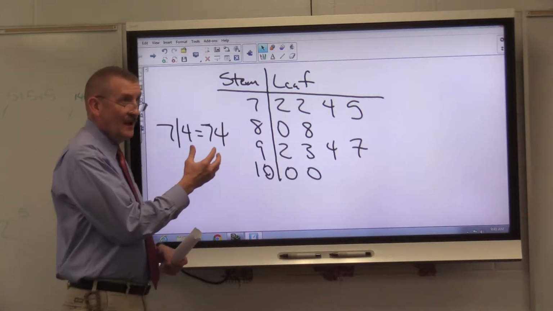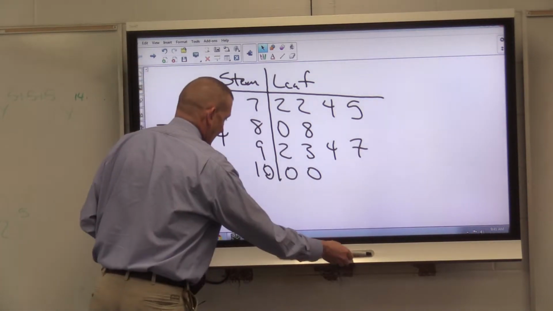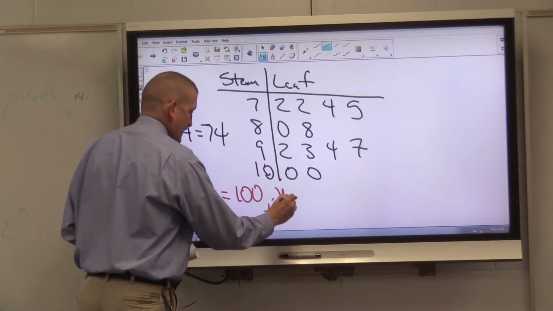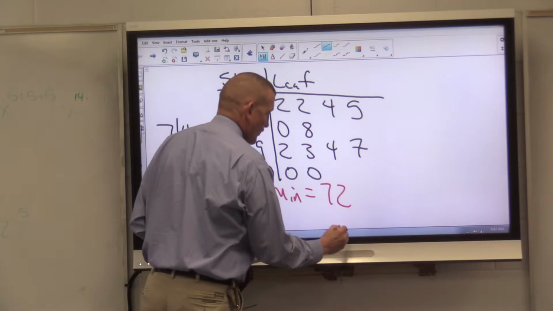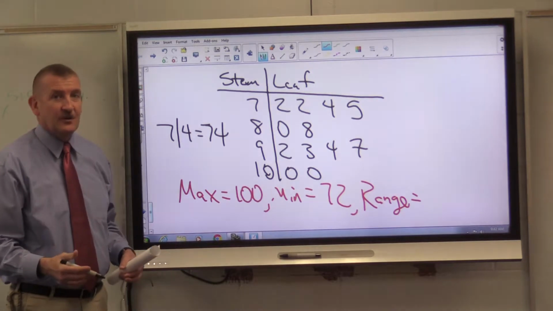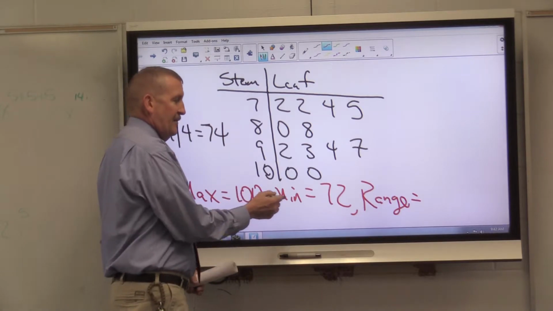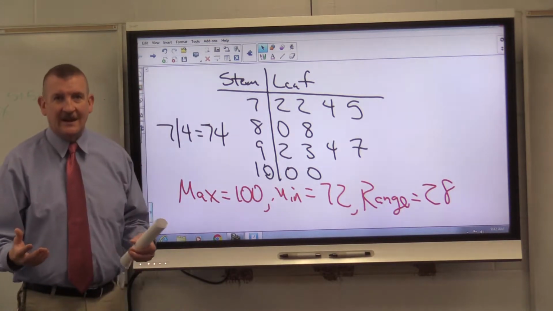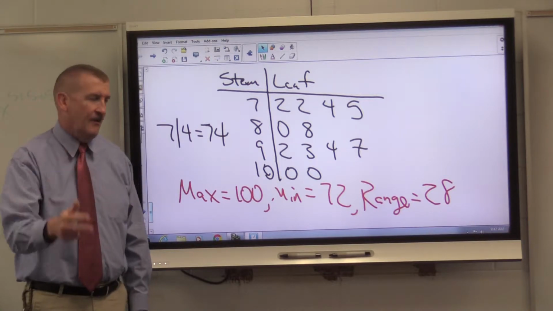All right. Well, the nice thing about a stem and leaf plot is it's pretty easy to calculate the max. The maximum score is 100. Your minimum score, pretty easy on a stem and leaf, 72. And then the range, all right, so these three values are really easy. The max is 100, the minimum is 72, the range is going to be 100 minus 72. Nobody needs a calculator for that. The range is 28, okay?